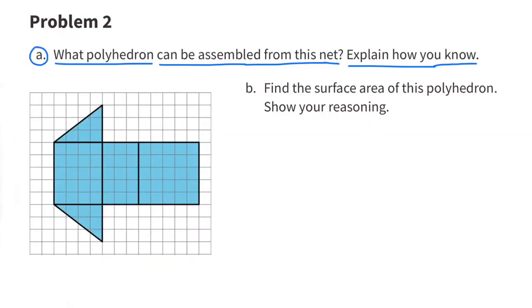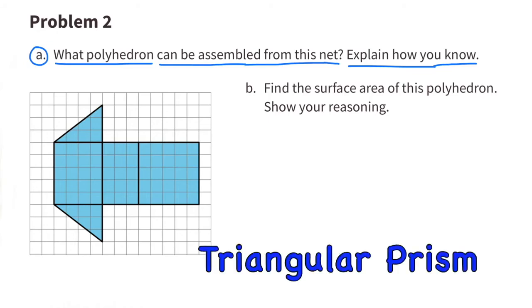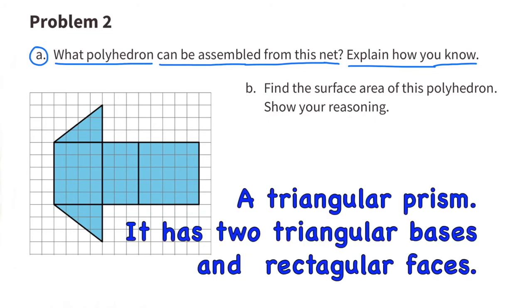Number 2. A. What polyhedron can be assembled from this net? Explain how you know. This net can be assembled to form a triangular prism. A triangular prism has 2 triangular bases and rectangular faces.